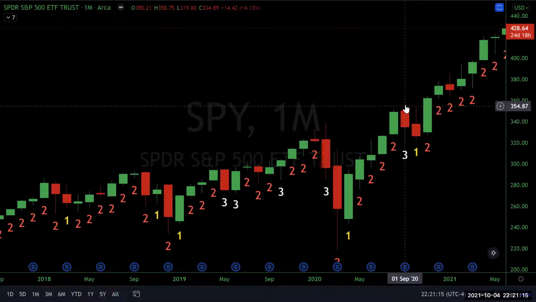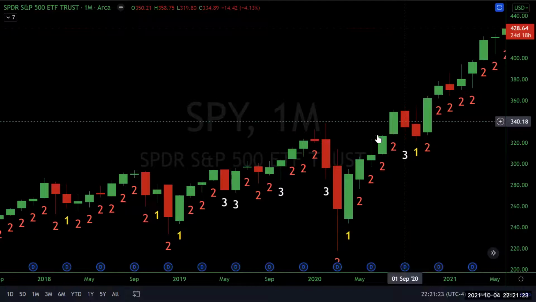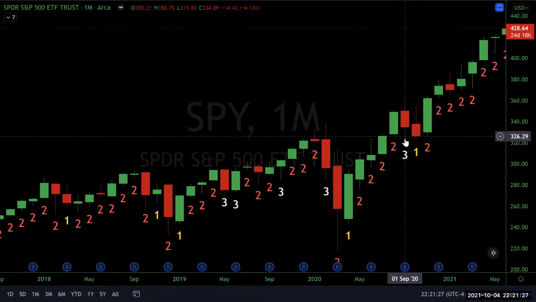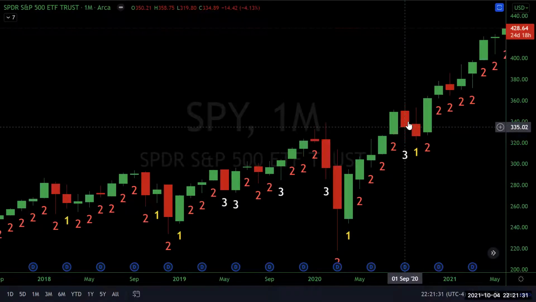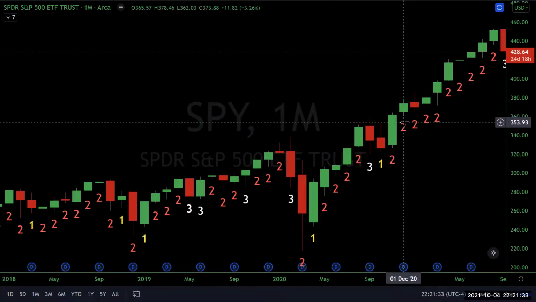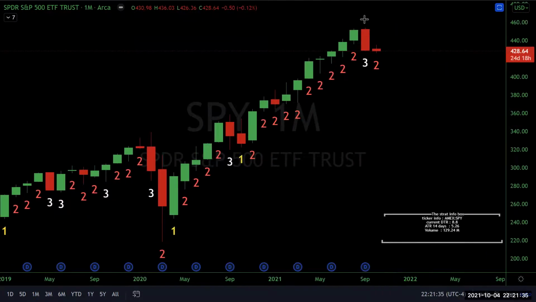So this was a green 2 up, starts failing, starts coming down. We take an entry here, expecting it to go 3 and break the low of this previous candle. Boom, you can see it did break it, but then it ended up coming back up and closed up here. But this is still a 3 because we took out both sides of the previous candle. So okay, this is the video on the 3s.